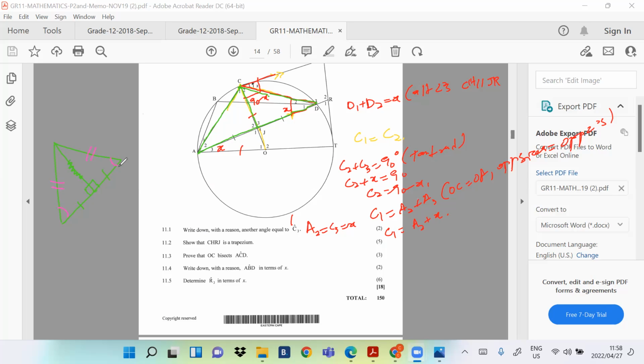Okay, I'm going to do a shortcut. You can do it alone and just make sure. So actually A2 is X, because A2 is D1 and D2, but D1 and D2 are X. So A2 is X. That means C1 is 2X, okay? But it doesn't solve our problem, because now if C1 is 2X and C2 is 90 minus X, that's not the same.